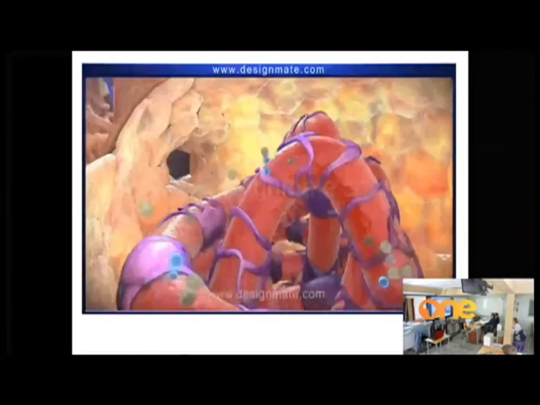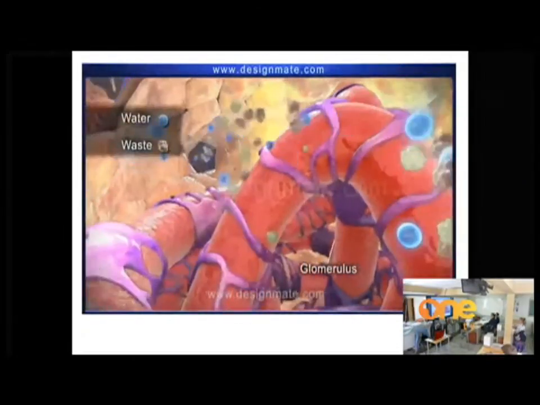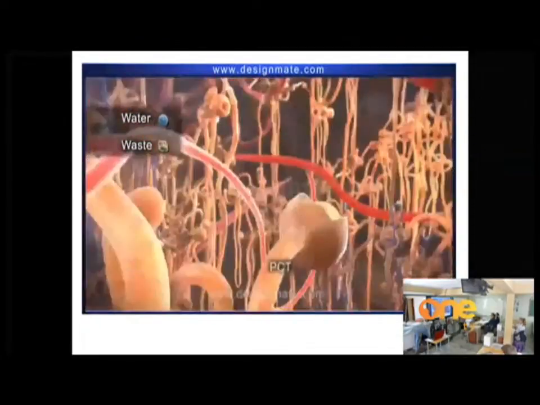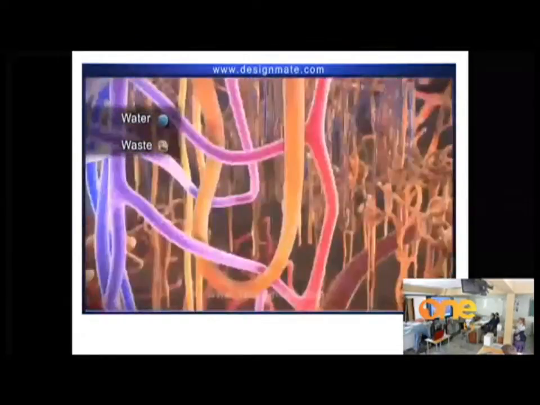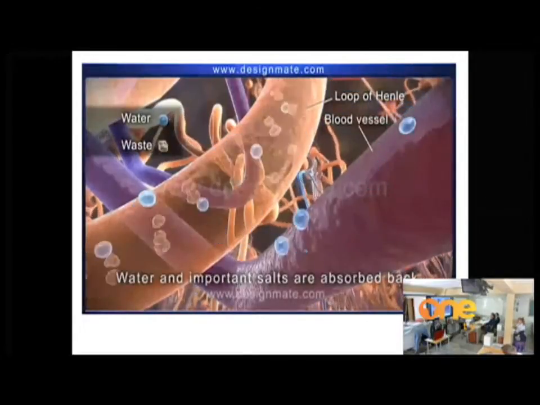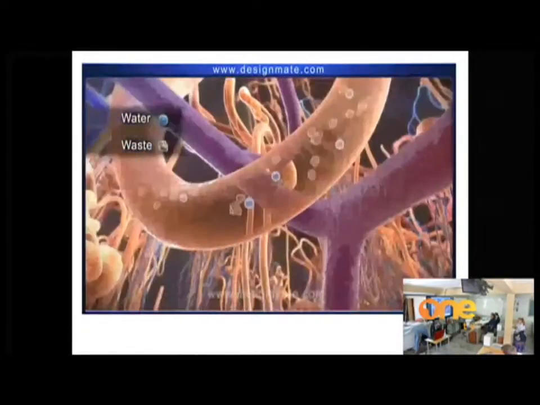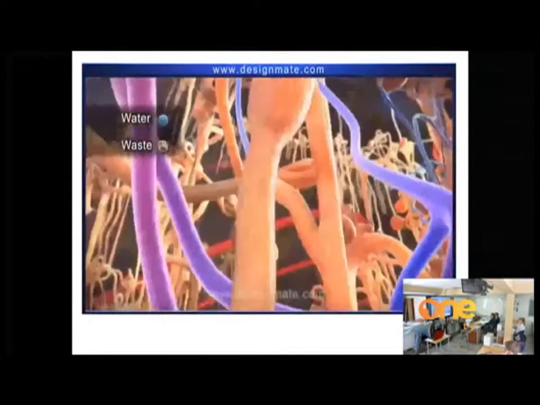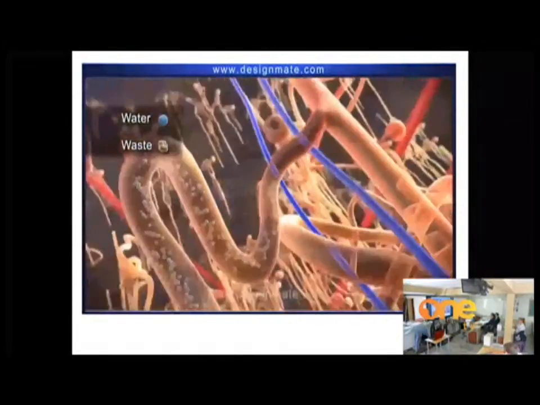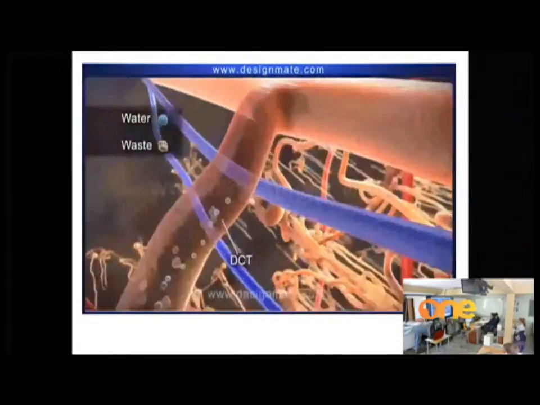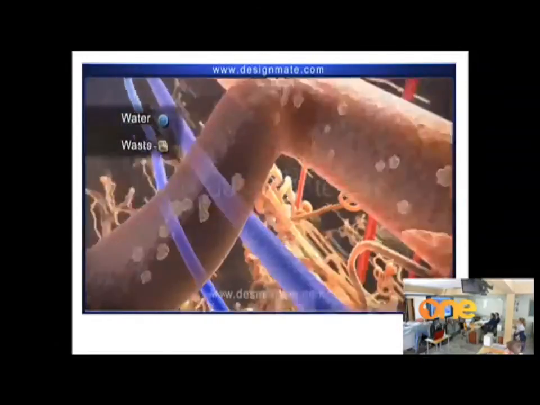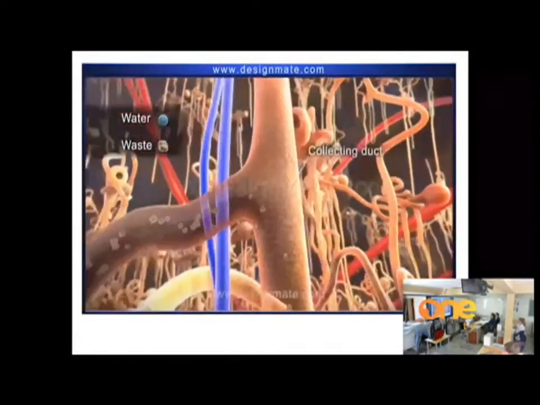As blood flows through the glomerulus, water, salts, and waste diffuse into the Bowman's capsule. This liquid then passes into the PCT and the loop of Henle, where water and important salts are absorbed back into the blood vessel. Only the waste material, like urea and some water molecules, proceed into the DCT, where more water may get absorbed into the interstitial fluid. This liquid formed is the urine, which is released into the collecting duct.